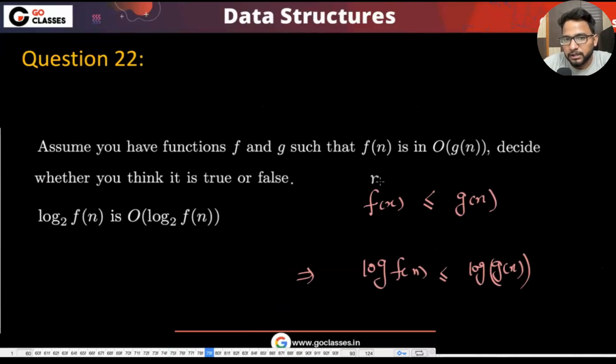How is it false? Let's take n square and 2 power n. After log, this is log n square and this is n. Yeah, that's true. For this particular case, this is true. In fact, we compare n square and 2 power n like this with the log, right?